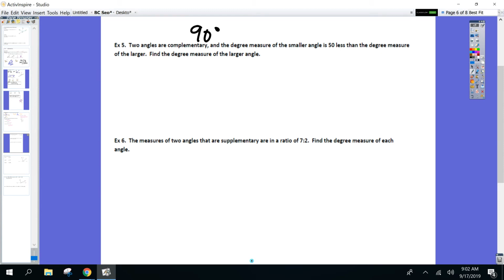The degree measure of the smaller is 50 less than the degree measure of the larger. Ooh, nice. All right, so I have 2 angles that add to what? That's how I'm going to start this: 2 angles that add to 90. I just got to fill in the blanks with what I know about those angles. What do you know about them? Because, by the way, we don't guess and check in here. Not in an honors level course. Absolutely not. One is 50 less than the other.